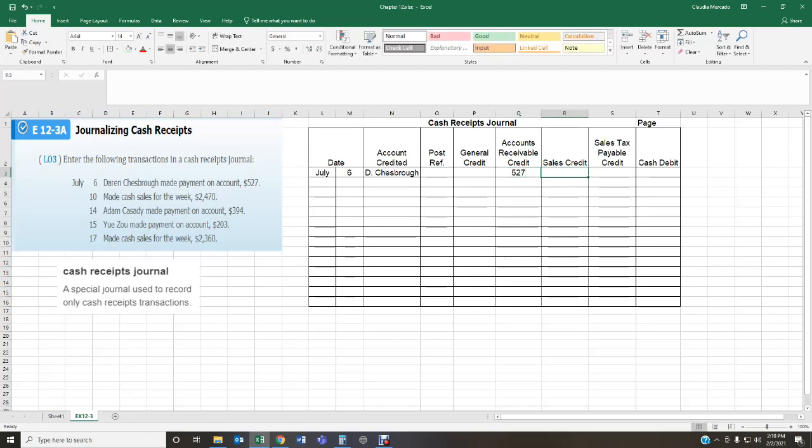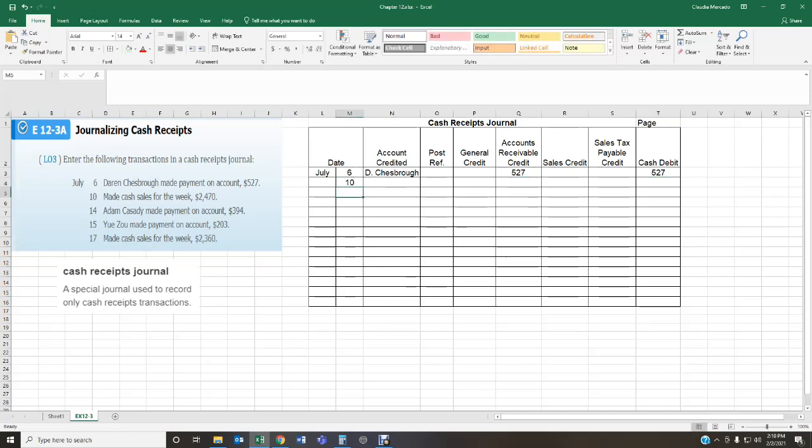And what did we, the company, receive? Well, we received cash because a cash payment was made for 527. So whenever we receive cash, cash is debited for 527. So here we have cash gets debited, accounts receivable gets credited for 527.